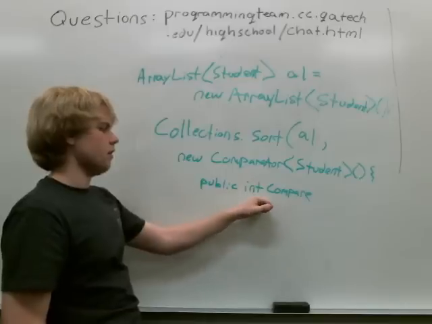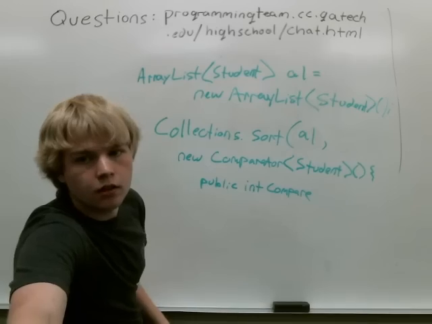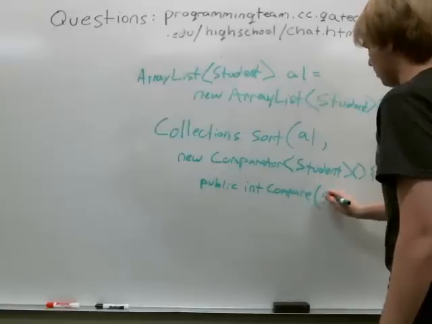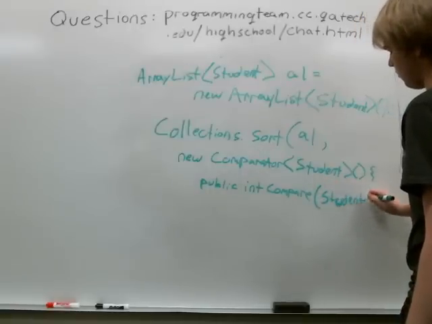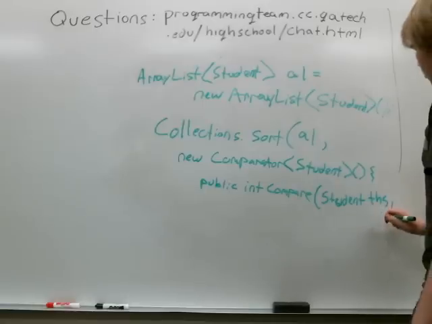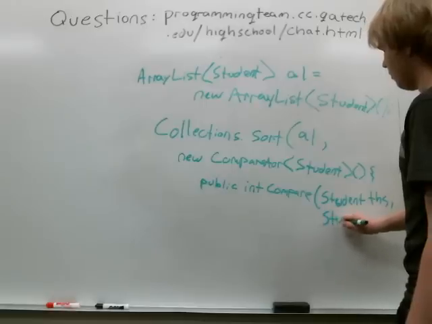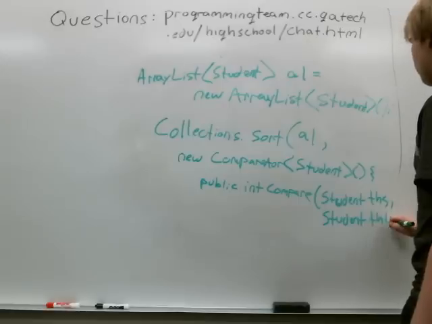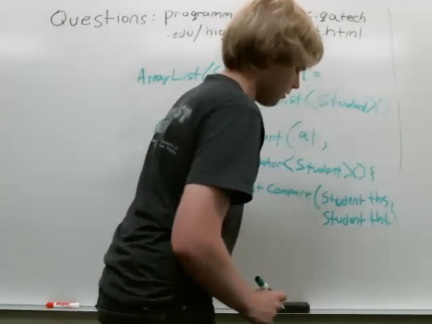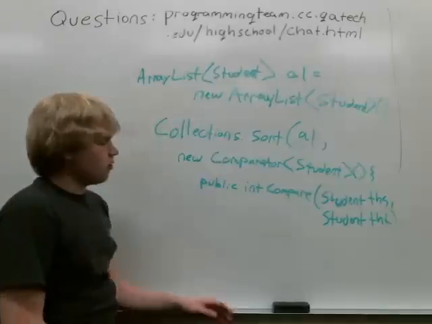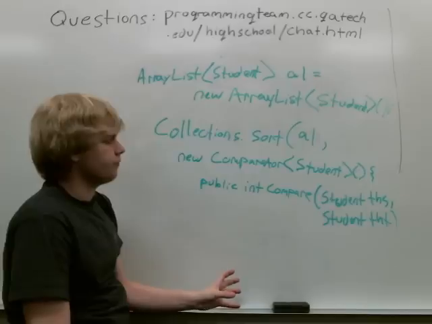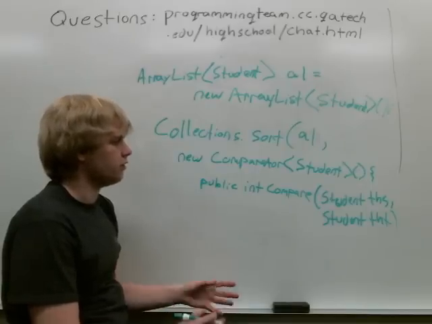Its return type follows the same contract. So this is going to take in two objects, two student objects. So Student this. I can't put the I there because it's a keyword. So I just abbreviate it THS and Student that. And just to be the same, I'll abbreviate that as well. So this compare method is going to return a negative integer if this is less than that, zero if they're equal, and a positive integer if it's greater. It'll be the same contract.